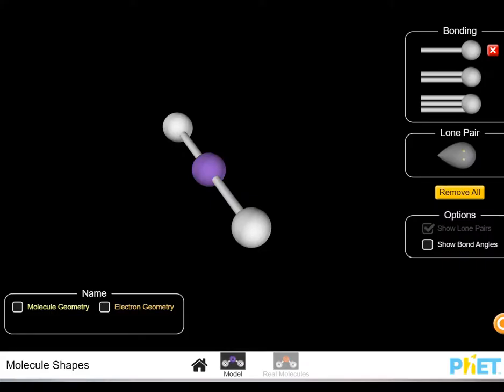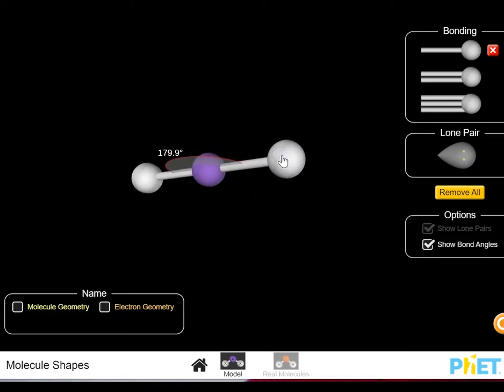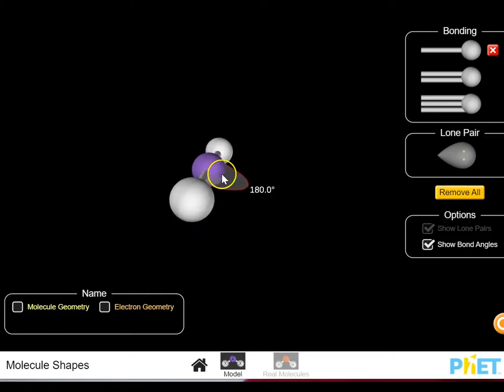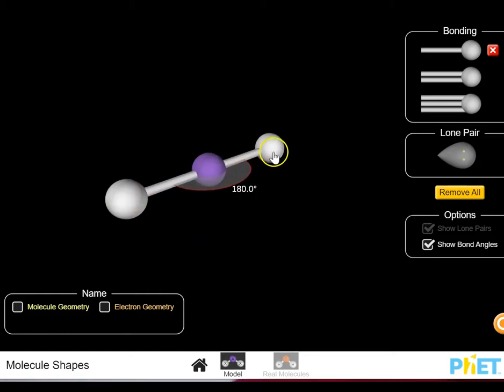So this PhET simulation does a really nice job of showing our molecular geometry and how adding additional atoms is going to change the shape. Here we can see that the atoms attached to our central atom are 180 degrees apart. If I try to move those atoms closer together, notice that they're going to repel. The shape is trying to minimize the repulsion, so these atoms are going to be as far away from each other as possible.